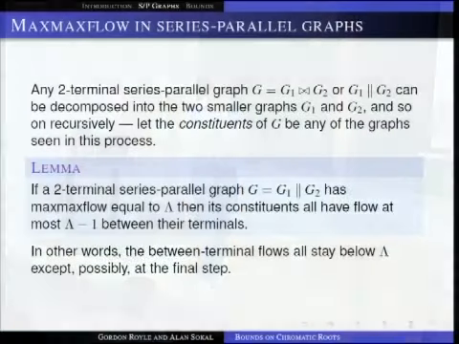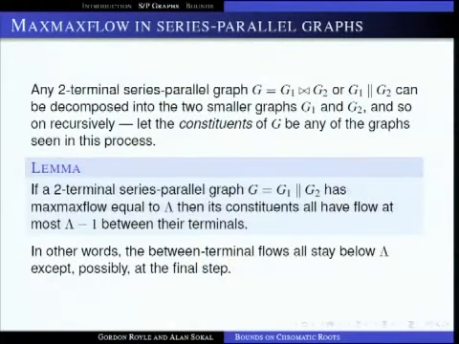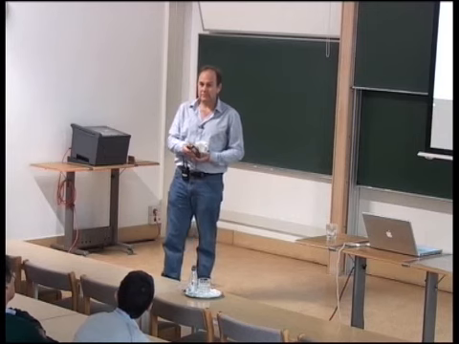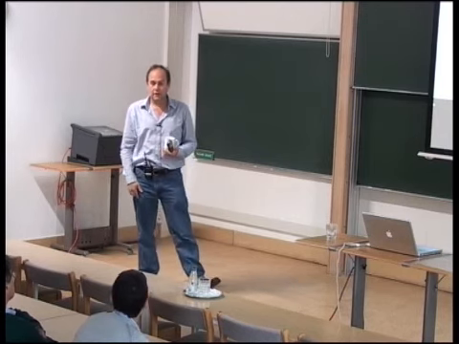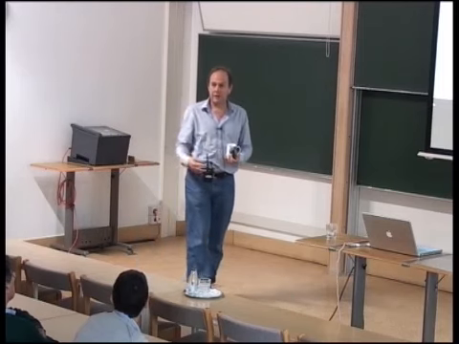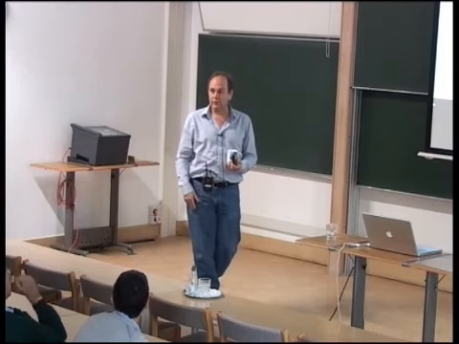Okay, now here's the key observation. Vertex disjoint flows are never usable. They are only edge disjoint. I'm not claiming that vertex disjoint flows are never useful, but they are not useful in this context.